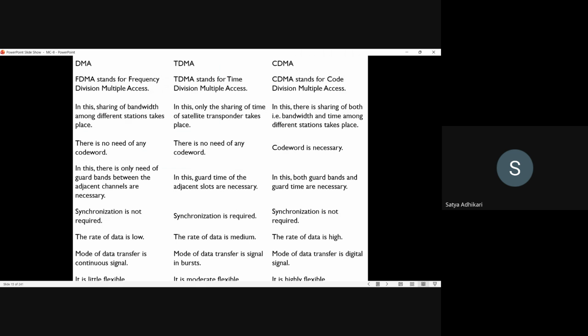Mode of data transfer is continuous signal in FDMA. Mode of data transfer is signal burst in TDMA. Mode of data signal is digital signal in CDMA. So CDMA is highly flexible, TDMA is moderately flexible, and FDMA is little flexible. So you may get a question to write the comparison between these three or any two, either FDMA versus TDMA, or TDMA versus CDMA, or CDMA versus FDMA. So you may write these points to distinguish them.